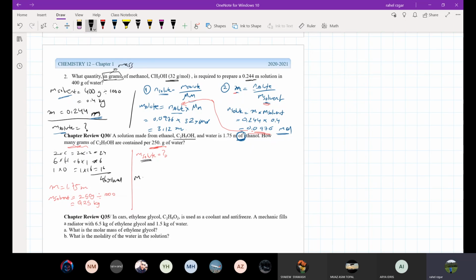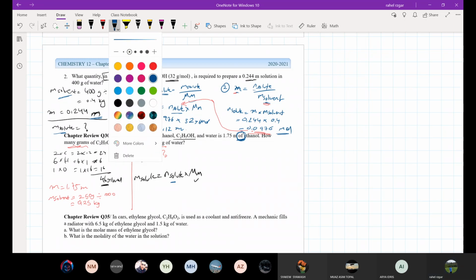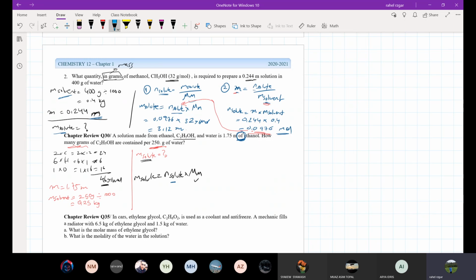What do you say mass of solute is? Mass of solute, in the rule of mole, is mole of solute times molar mass. We have molar mass, which is 46. But the thing that we don't have is mole of solute. Now, you try to find mole of solute from the other things. What do we have? We have molality and mass of solvent. Then mole of solute is equal to molality times mass of solvent.